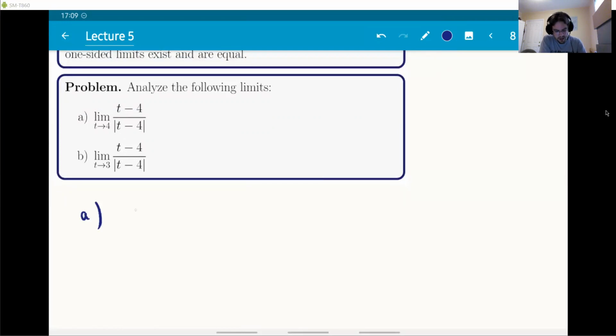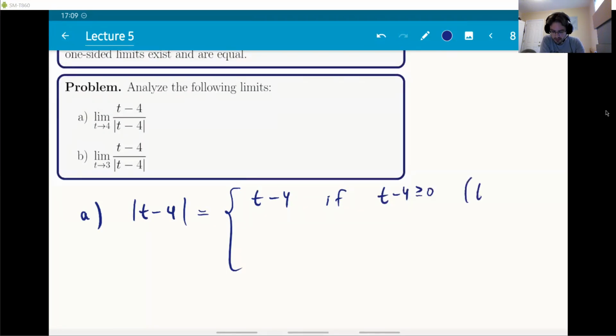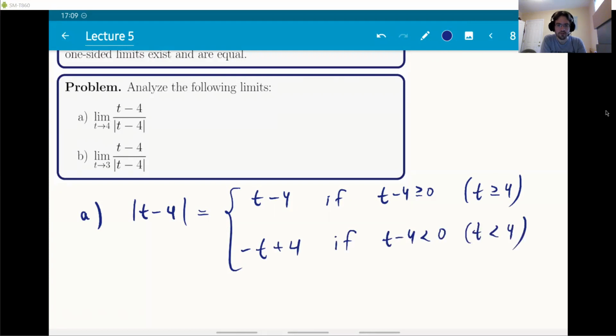Remember that the absolute value of an expression, like t minus 4, is equal to the expression itself when the expression is larger than or equal to 0. And we probably want to think of t here. We want to solve for t in this inequality. So that's the same as t larger than or equal to 4. And it's going to be negative that, so minus t plus 4, otherwise. So when the expression inside is negative, meaning t less than 4. So really an absolute value is a piecewise function disguised.